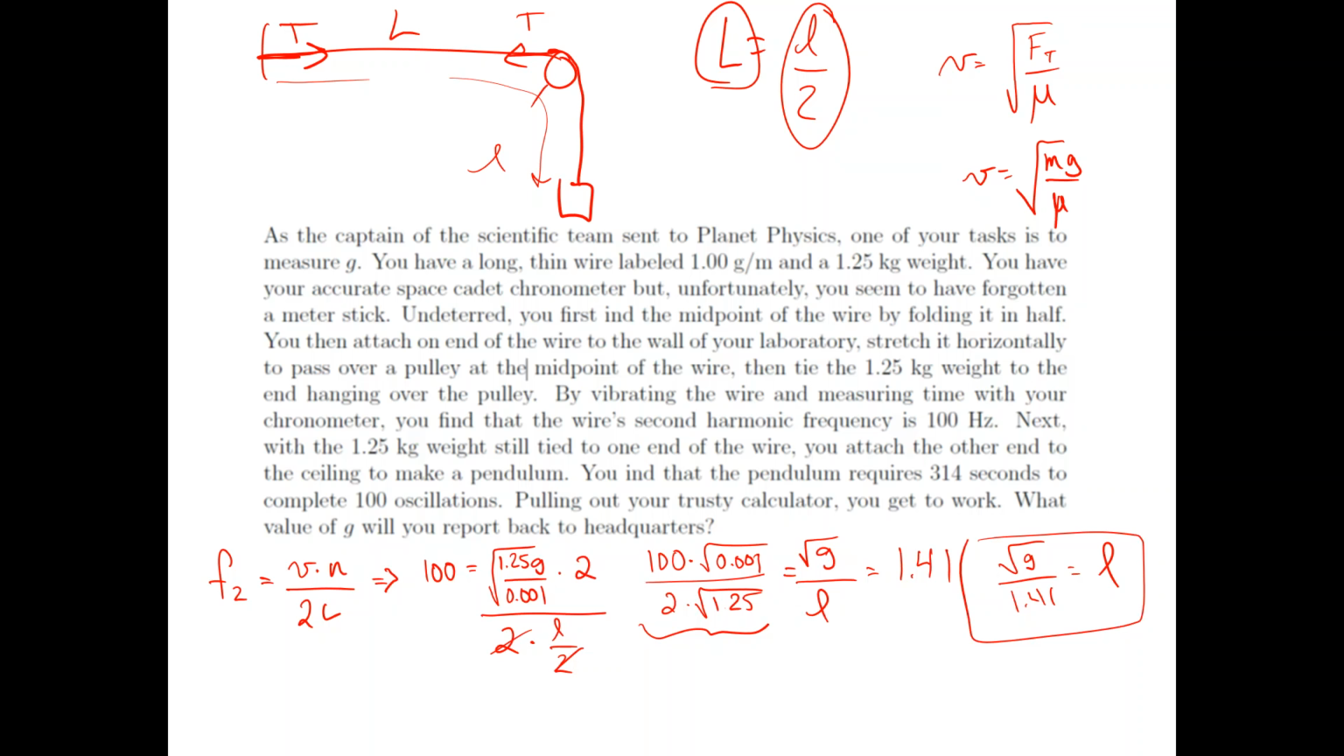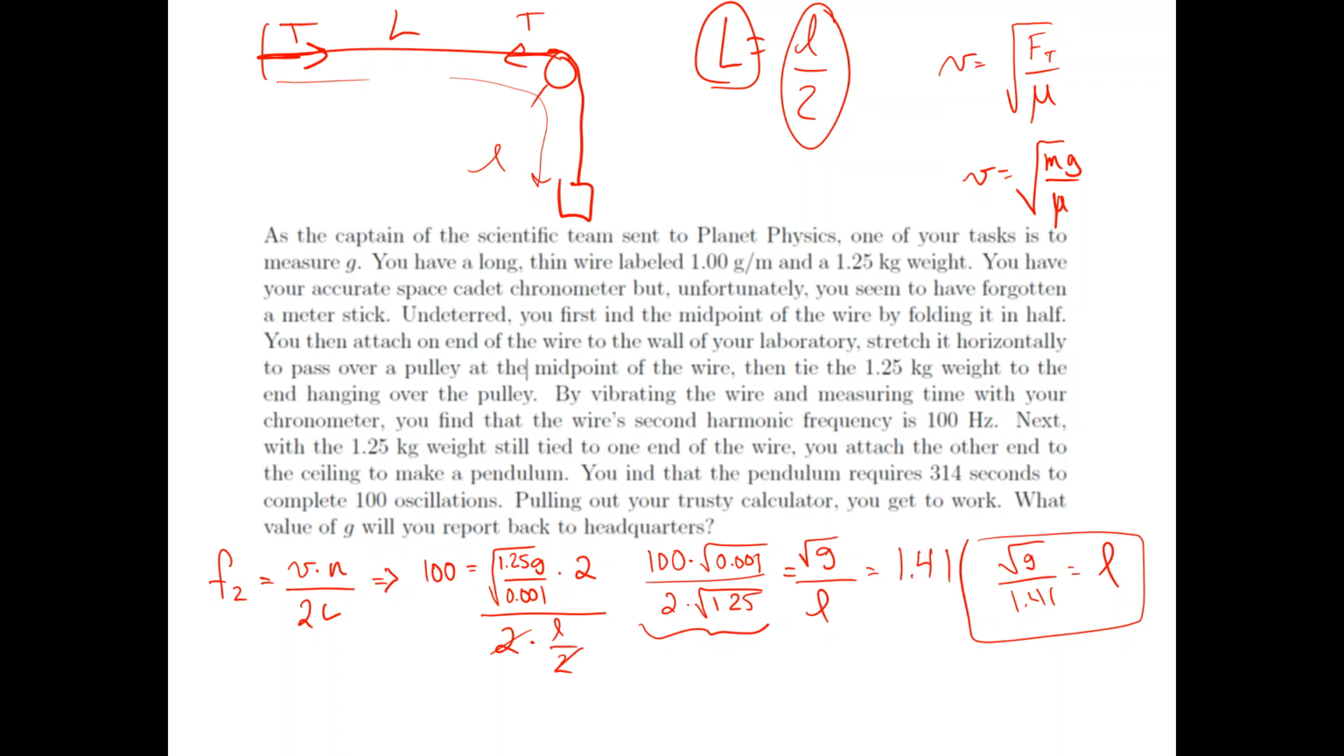It also says that you do the same experiment with a pendulum. If you're doing the same experiment with a pendulum, and you have a period there, that really works well. So he says, you find that the pendulum requires 314 seconds to complete 100 oscillations. So how long does it take to do one oscillation? Let me see if I did that right. 314 seconds to do 100 oscillations.